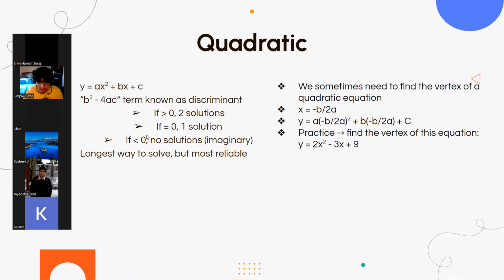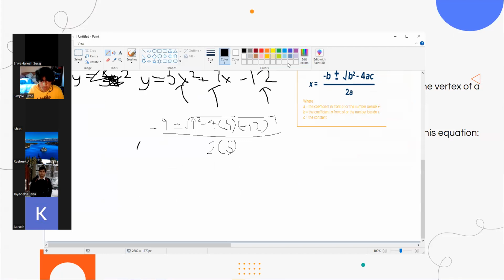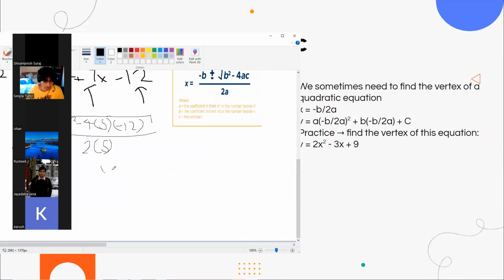Shiva Harish, you raised your hand. Do you have an answer for this question? Yes. Give me 1 second, let me just transfer this equation. Y equals 2x squared minus 3x plus 9. Okay, tell me how you found the vertex.